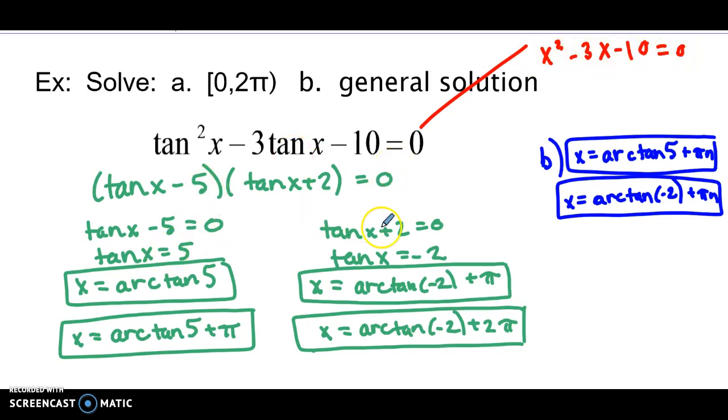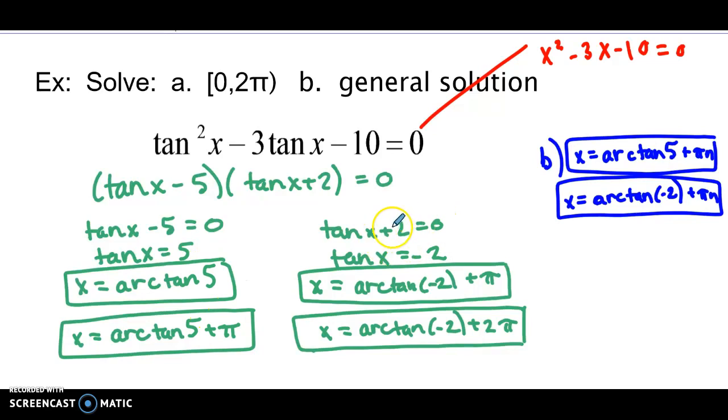So now when I set these equal to 0, I'm going to get x equals arctangent of 5, which I want to think about where this would be. This is a positive angle in quadrant 1. I also know that it would be positive in quadrant 3. So if I add pi to this angle, I could also get a positive 5 as well. So both of these answers will work here.